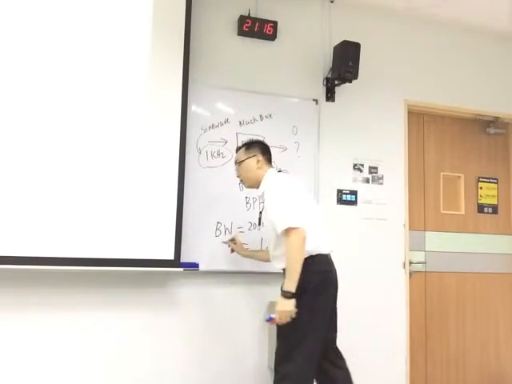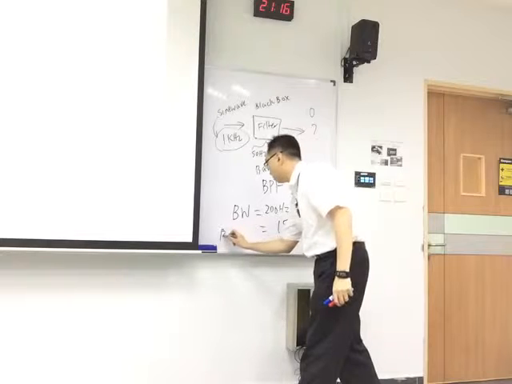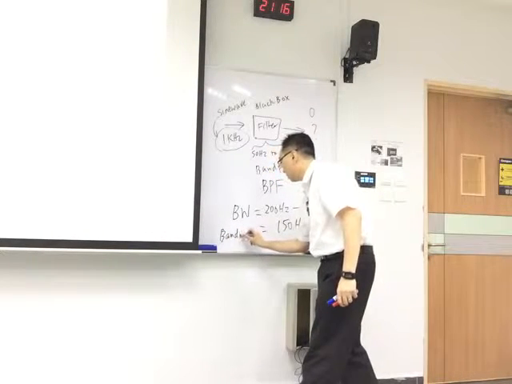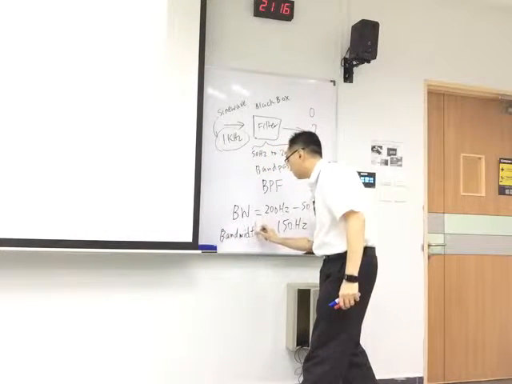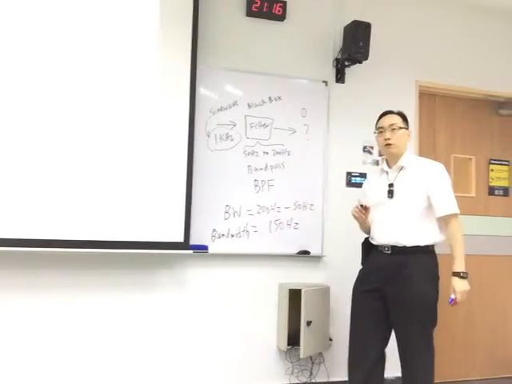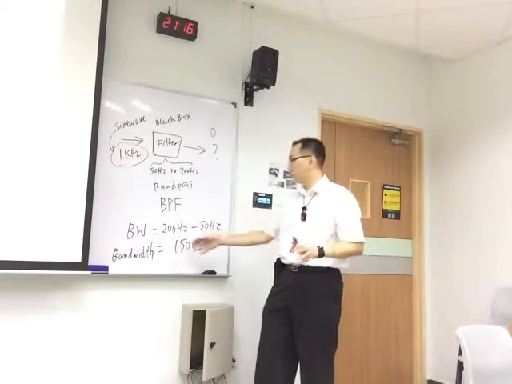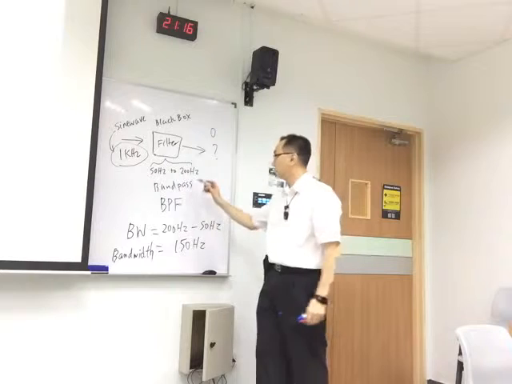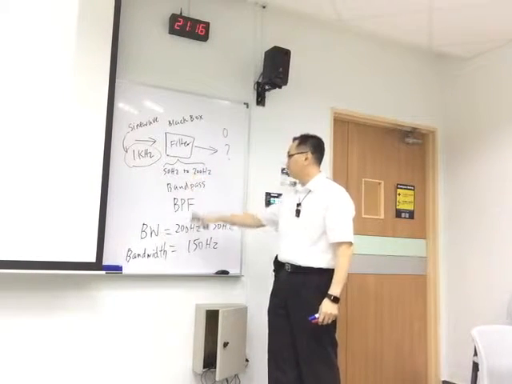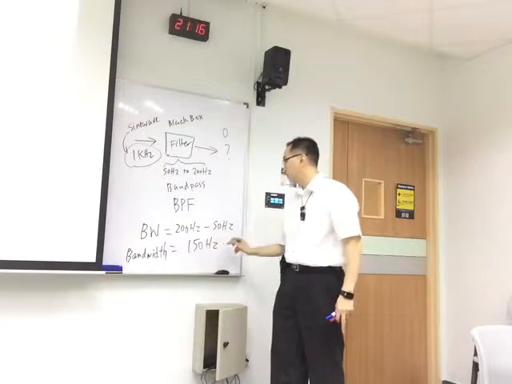I write it down. BW, short form. But if you want to write it in words, it will be this thing called the bandwidth. Quite common, sometimes you will hear this. So the bandwidth, you have to take the upper range minus the lower range. So this is the bandwidth.